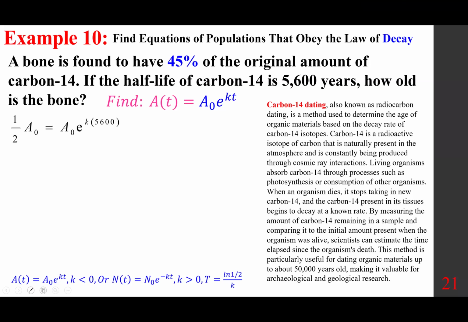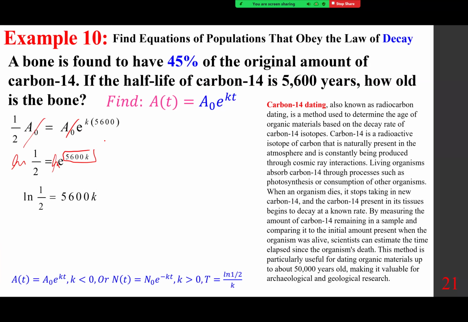So we drop the A sub 0 from both sides. We take a natural log of each side. The left side is ln of 1/2, or ln of 1 minus ln of 2. And the right side is the exponent, kt. You can even keep it as kt if you want, class. Or 5600k in this case. So what is k? ln of 1/2 divided by 5600.